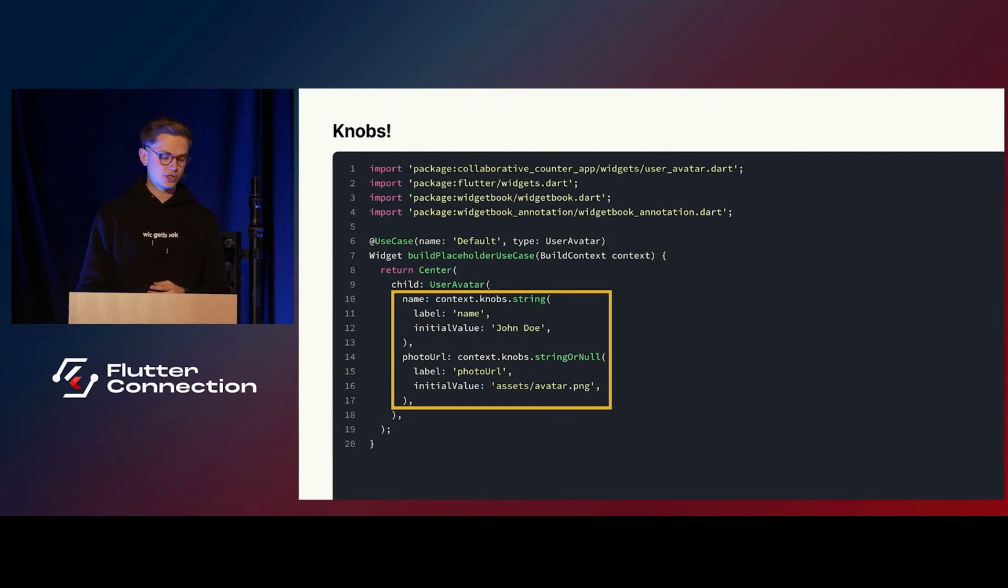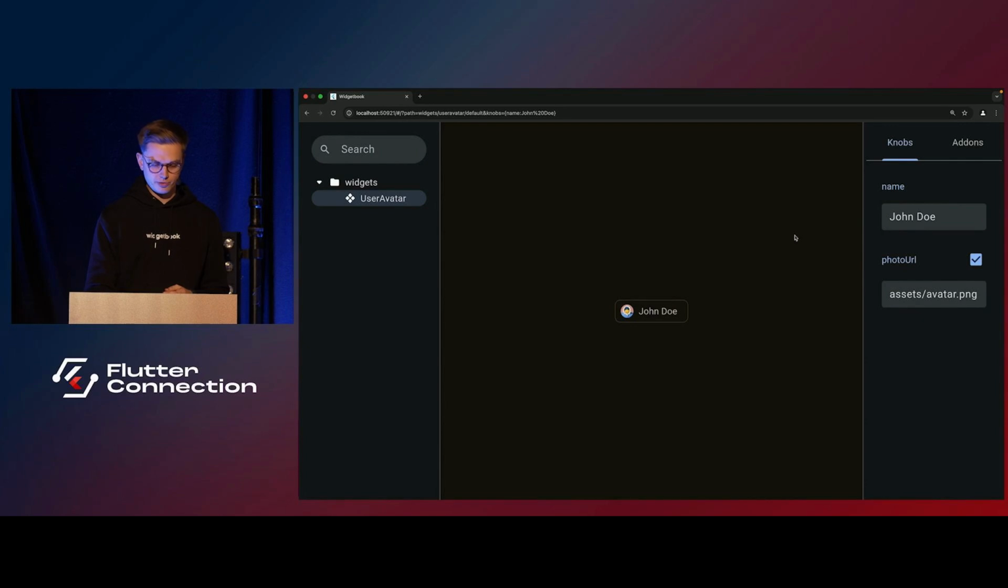So let's check it out. And we have a video here. And what we can see now is that we can dynamically override the name from John Doe to Jeff Jefferson, for example, so that we have a longer name, and we see it still looks good, and for the photo URL as well. So we are able to quickly toggle it to check the different states. And besides the knobs, we also have add-ons. And our add-ons allow us to automatically check not widget-specific parameters, but global parameters of our app, so that we can, for example, test our apps in different device sizes, different themes, different languages, different text scale factors, and much more.